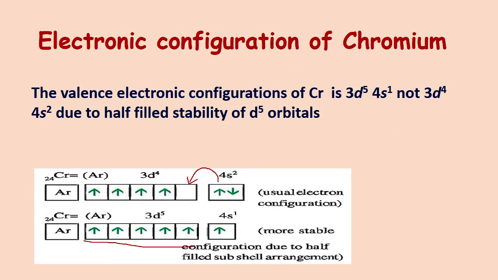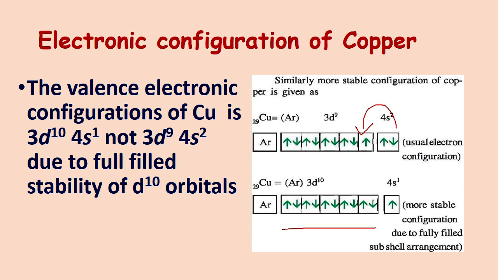Electronic configuration of chromium. The atomic number of chromium is 24, so its configuration should be argon 3d4 4s2, but its configuration is 3d5 4s1. One electron from 4s is shifting to the 3d, so that this 3d5 becomes a half-filled stable configuration. Electronic configuration of copper. The valence electronic configuration of copper is 3d10 4s1, not 3d9 4s2, because when one electron from 4s shifts towards the 3d9 orbitals, it becomes 3d10, which is a completely filled stable configuration.